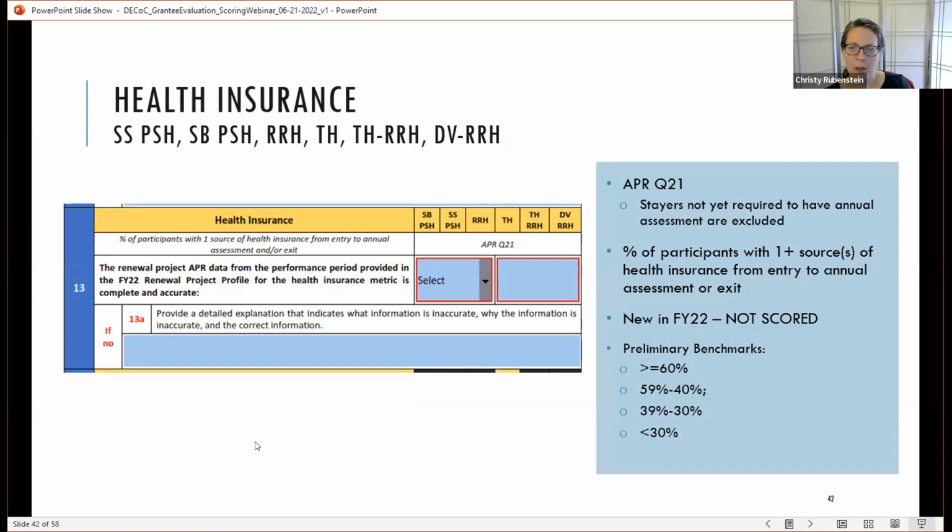Health insurance, this one is very similar to the benefits, except it applies to all participants and not just adults. But again, one plus source of health insurance from entry to annual or exit. It's new, so it's not being scored. We have some preliminary benchmarks we'll be looking at, but again, it'll probably be tweaked. I would say this should be relatively high if you're a PSH provider, maybe not as easy to achieve if you're one of the others. So that's something that we'll be looking at as we move forward.